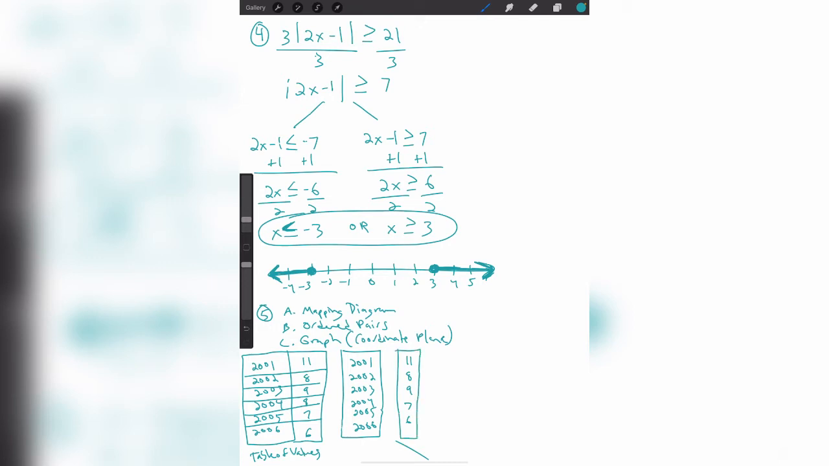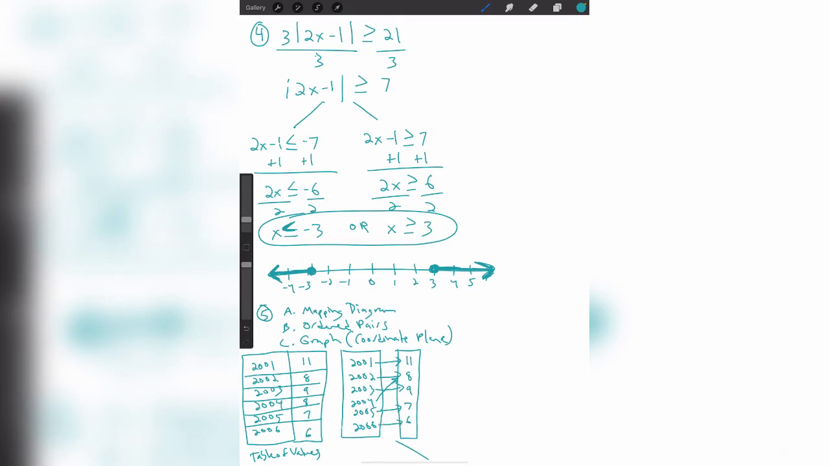Now, here's the easy part. All I do is draw arrows. So 2001 coordinates with 11. 2002 coordinates with 8, as this table shows. 2003 was 9. 2004 was also 8. Right, so there's my arrow going up that way. 2005 was 7, and 2006 was 6.